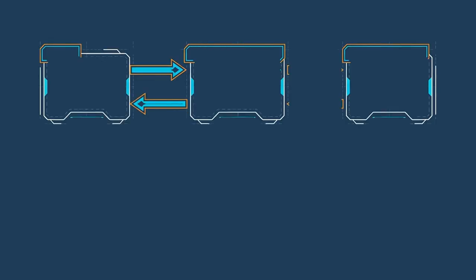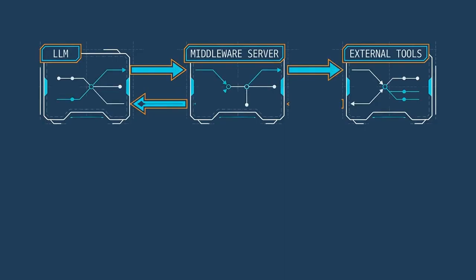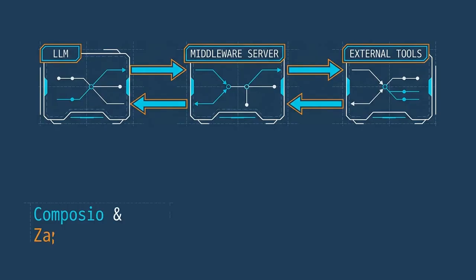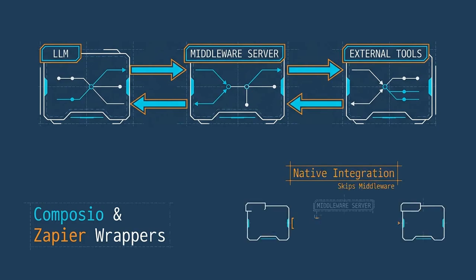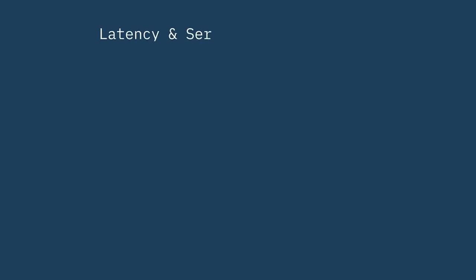At its core, MCP defines a structured handshake between an LLM and external tools, exposing callable functions, schemas, and context through a middleware server the model queries at inference time. Composio wraps third-party APIs behind MCP-compliant endpoints, while Zapier's MCP layer translates its existing automation graph into tool definitions an agent can invoke. Native integrations built directly into platforms like Claude skip the middleware entirely, passing tool context through the model's own API surface. The architectural difference matters.